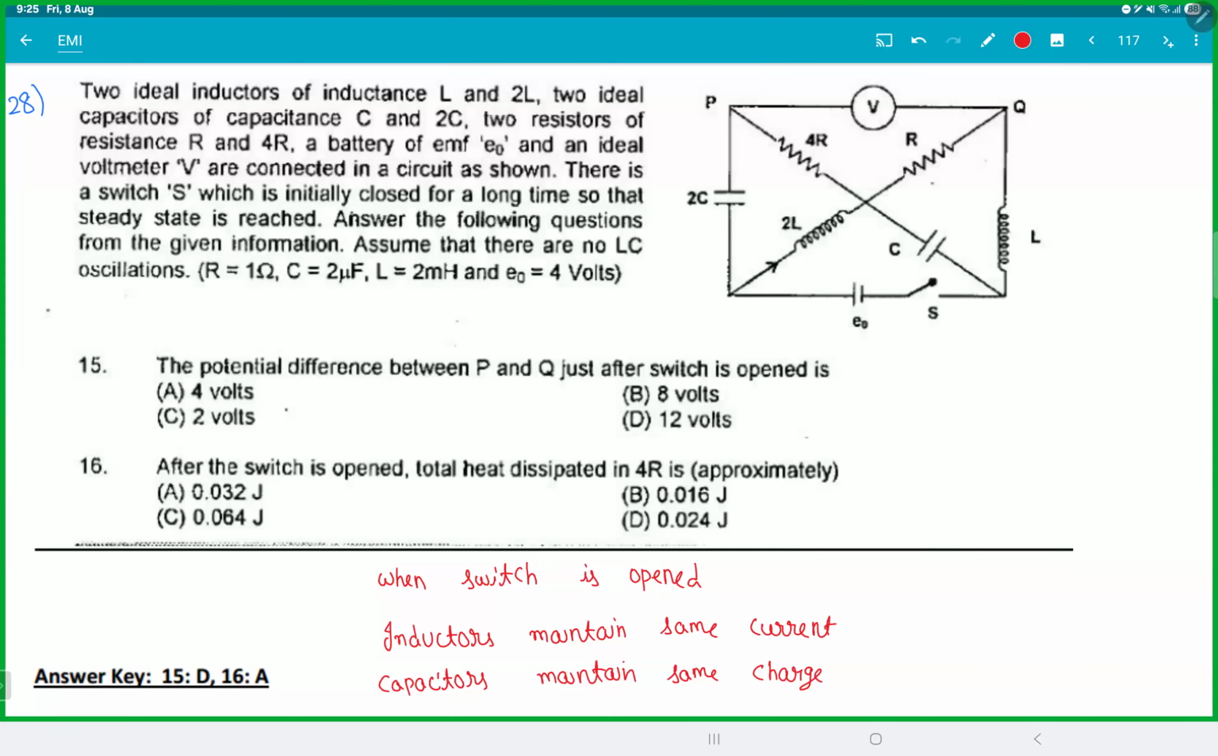Just after opening, what was happening? That is what he asked. First, find the currents and the charges on the capacitor when the switch is closed for a long time.